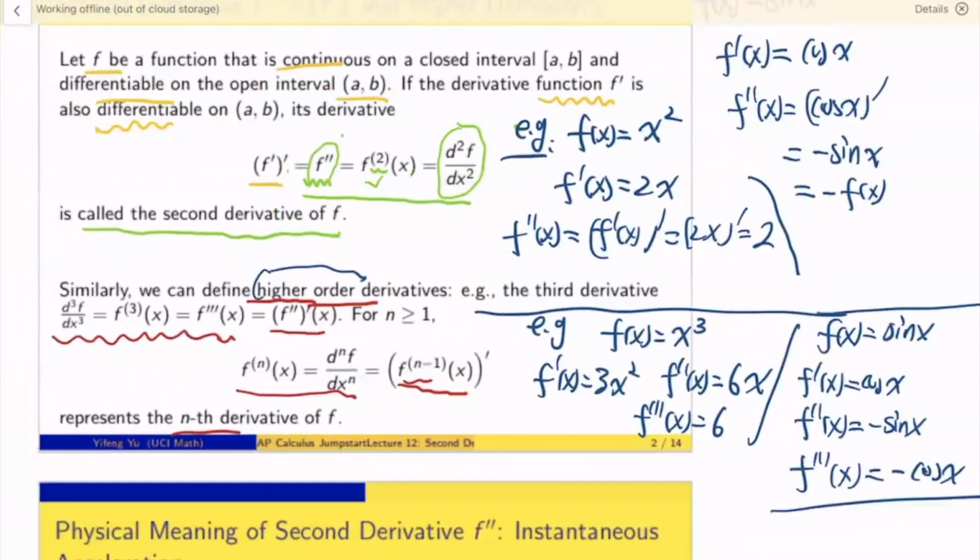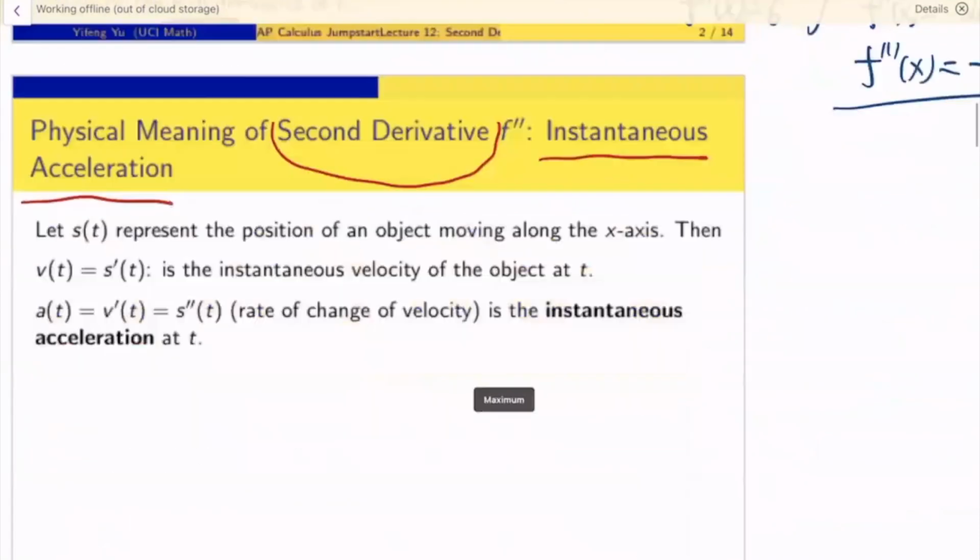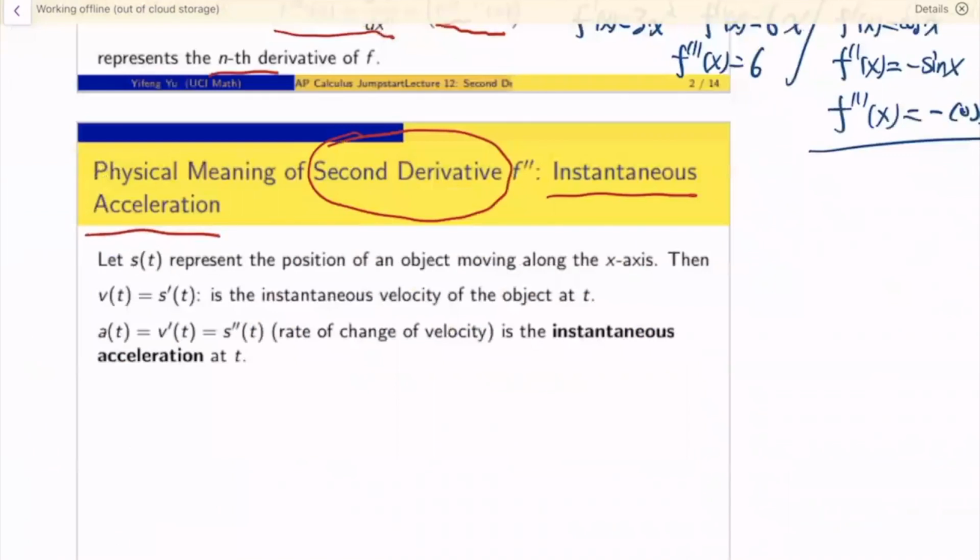Now, compared to other higher order derivatives, the second derivative is more important because it has a clear and important physical meaning. It represents the instantaneous acceleration. So here's the basic setup. Let's say this is the x-axis, and we have a particle that is moving along the x-axis.